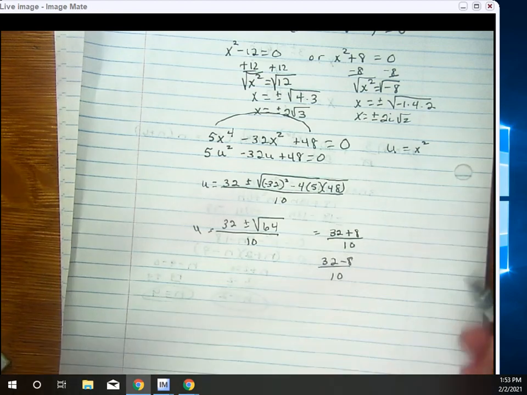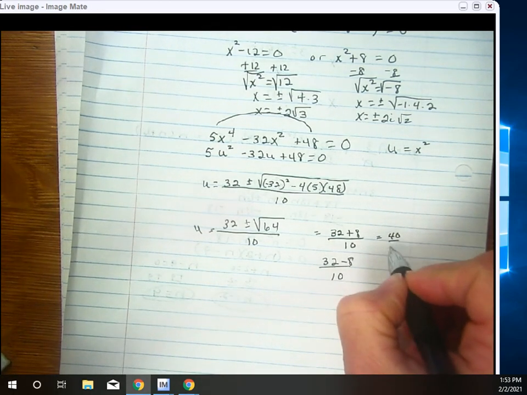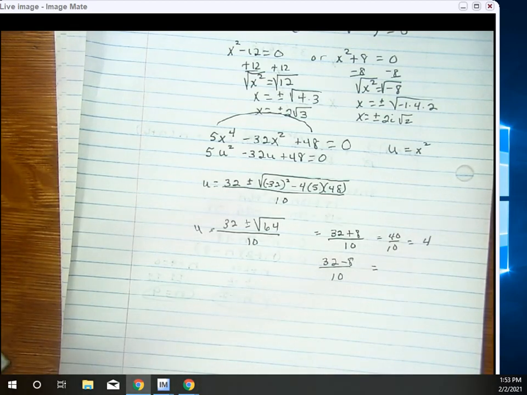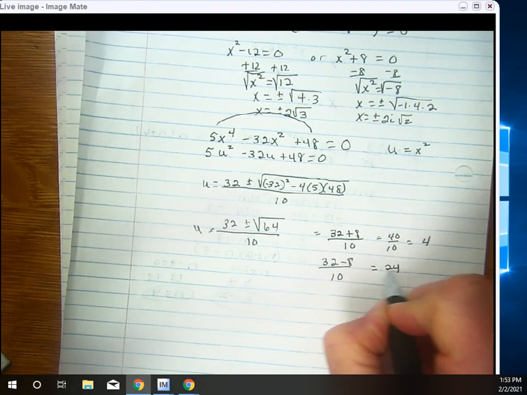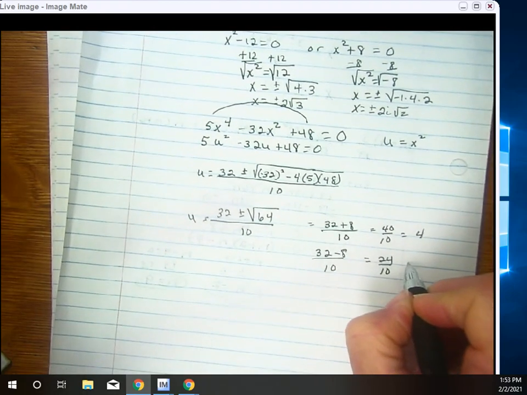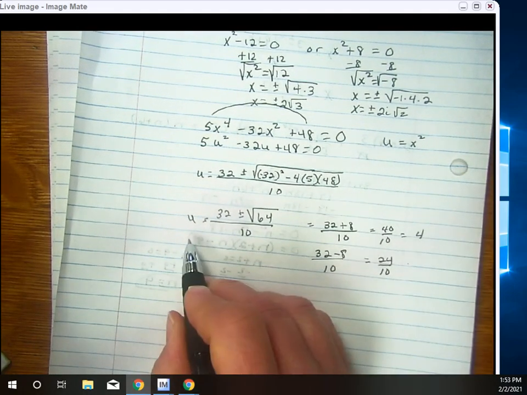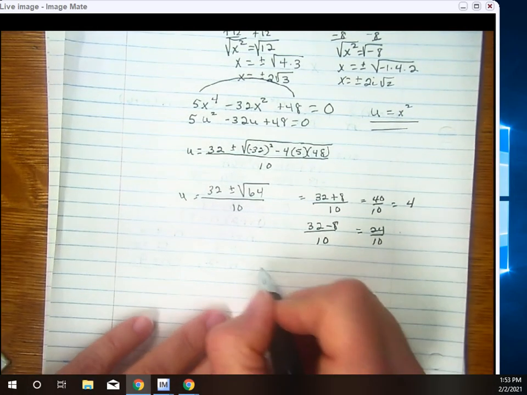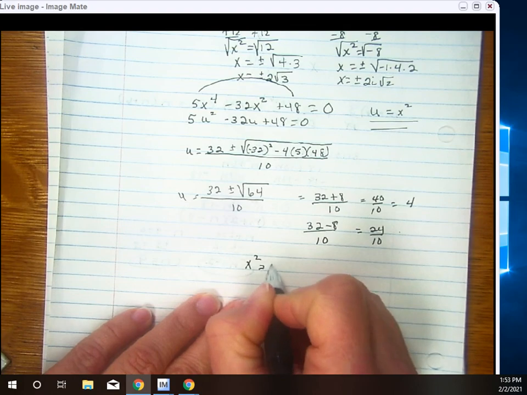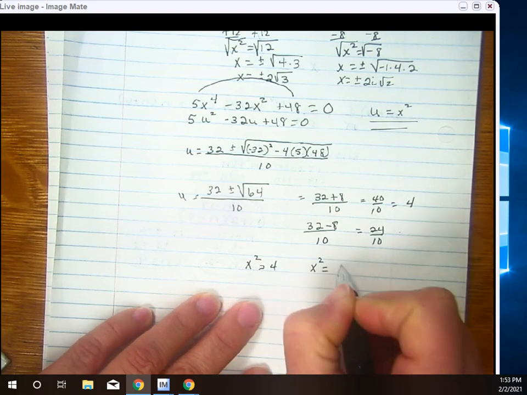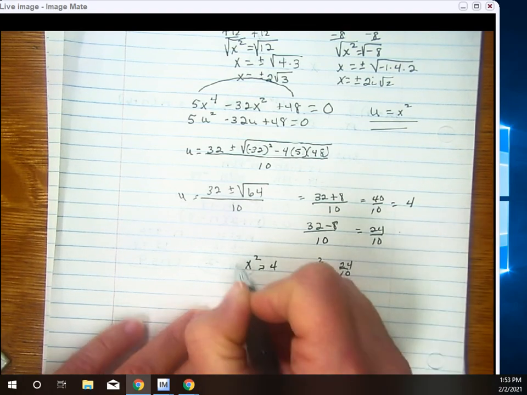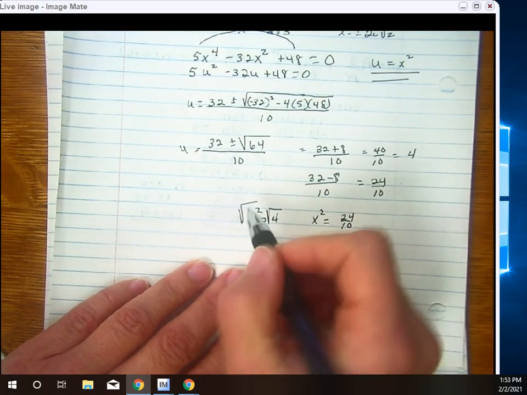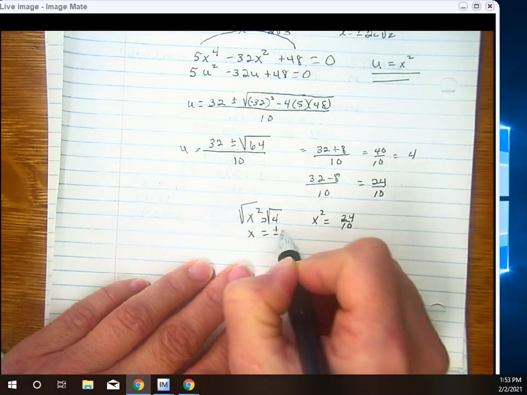32 plus 8 is 40. 40 divided by 10 is 4. 32 minus 8 is 24 over 10. Now, these are u's. What was u equal to? X squared. So x squared equals 4, and x squared equals 24 over 10. Take the square root. X equals plus and minus 2.